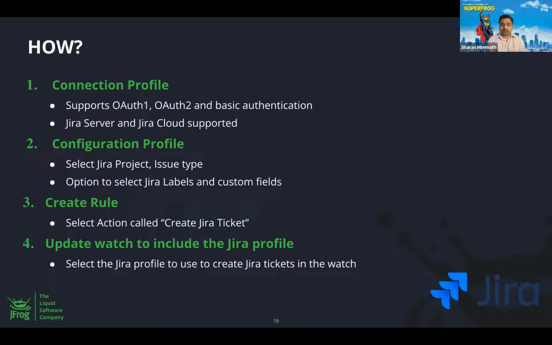So very straightforward. What this helps you with is that you can have as many connection profiles and as many configuration profiles as you want, because you might have multiple Jira projects you want to create tickets in. You have different types of custom fields in different projects, for example, and so on and so forth. So it makes it really easy for you to use any combination of, you can have one connection profile, you can have multiple configuration profiles. It makes it very easy depending on which project, where you want to create Jira tickets and with what severity.